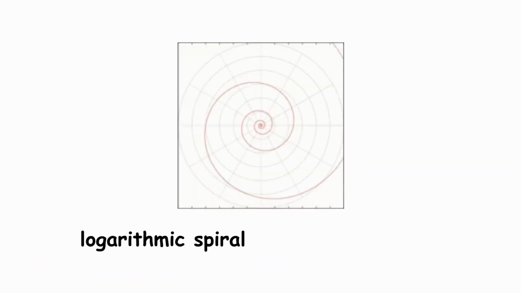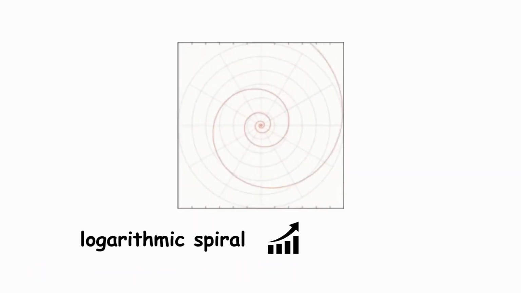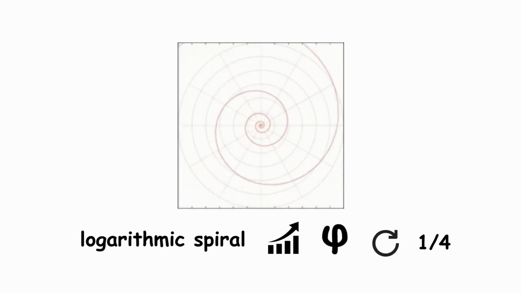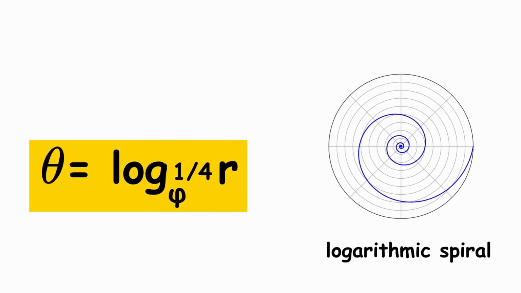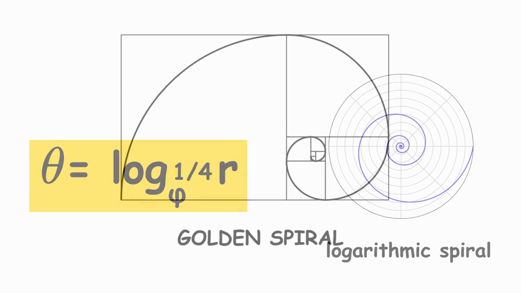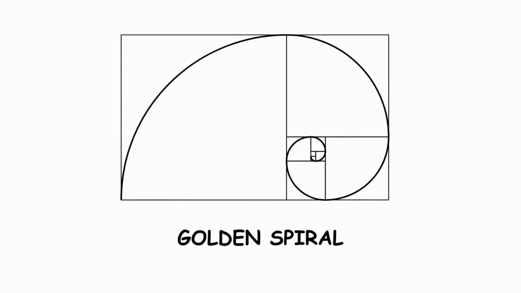Now, imagine a logarithmic spiral that grows by a factor of phi each quarter turn. We want phi as the base of exponentiation, and each quarter turn should increase the exponent by 1. That gives us this equation, where we divide theta by 1/4 turn. And with that, we have the golden spiral.